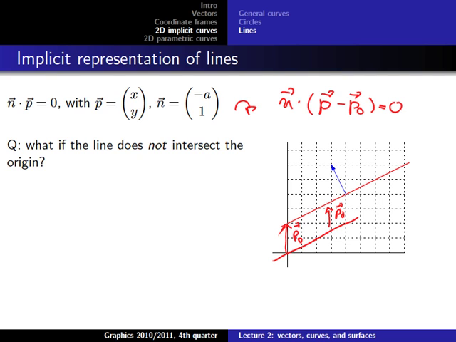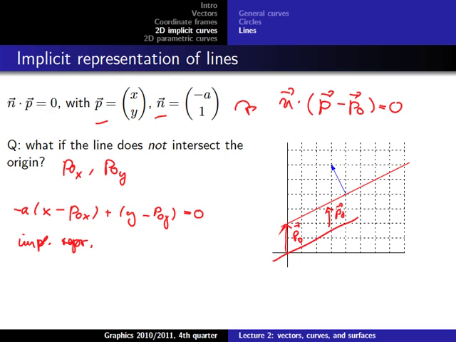Of course, how do we get the concrete values? So if we plug in the values, let's call them p0x and p0y, so the values for this vector p0, we get minus ax minus p0x plus y minus p0y equals 0, and we know the implicit representation is minus ax plus y minus b equals 0, and that means p0x equals 0 and p0y equals b.